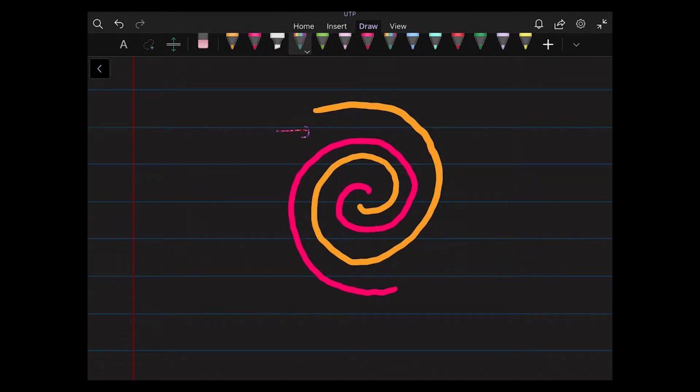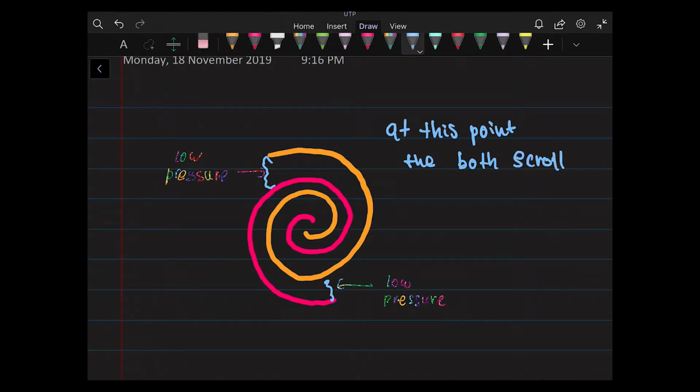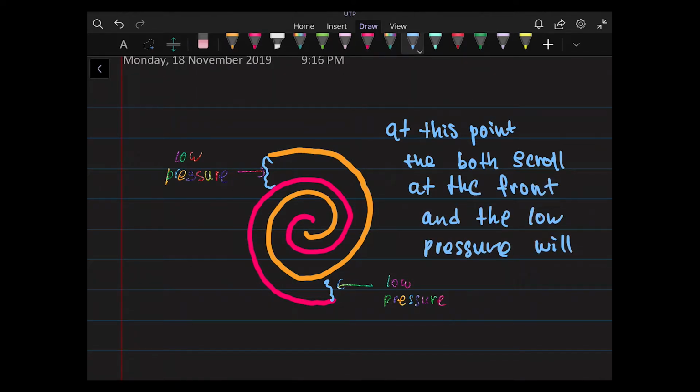Hi, the figure shows a scroll in the motor of a compressor. As you can see, at this point, both scrolls are at the front and the low pressure will enter the scroll.